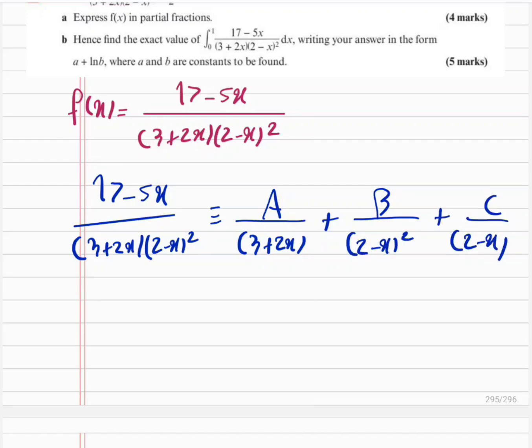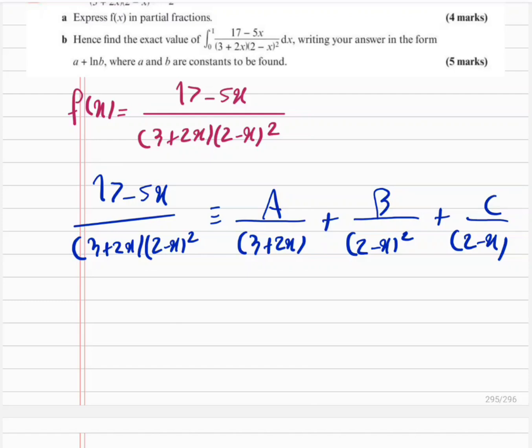Now you should be careful, because (2 minus x) squared has a power of 2, and we need to include all the terms up to the power of 2, which means we include 2 minus x to the power of 2 as well as 2 minus x to the power of 1. Because if we don't, and we continue with just B over (2 minus x) squared, then we'll have some problems calculating the values of the constants.